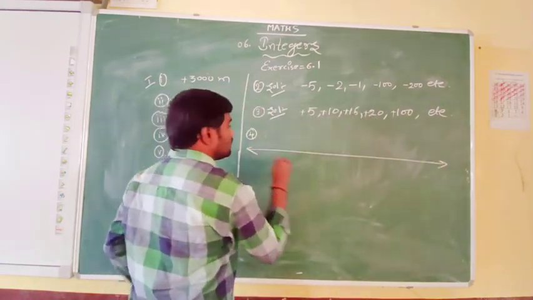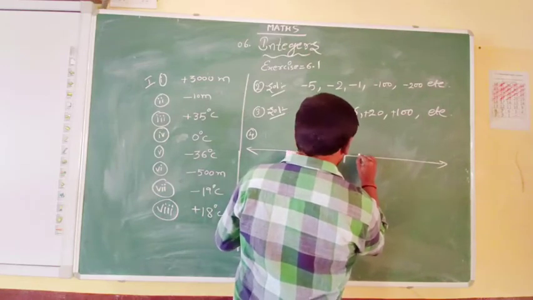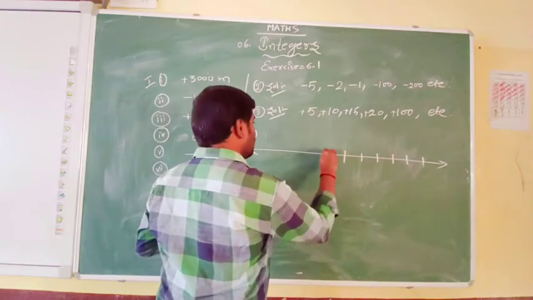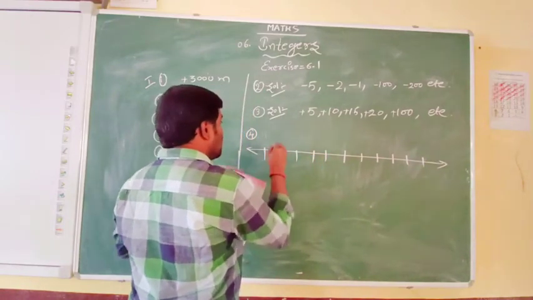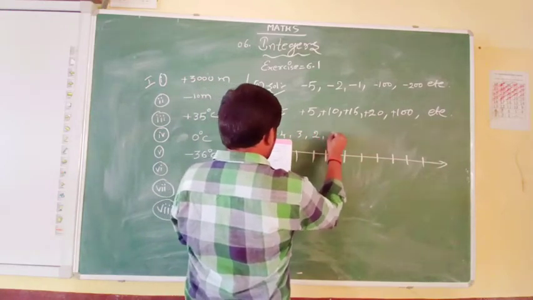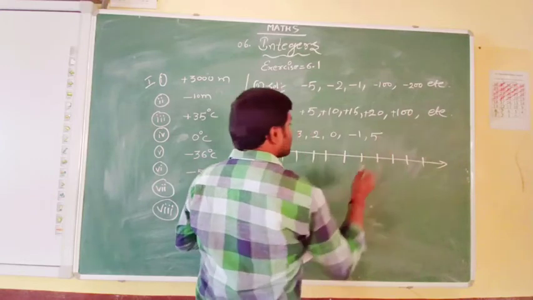And they have given here one line and 1, 2, 3, 4, 5. And these are 1, 2, 3, 4, 5. And we have to represent this: minus 4, comma, 3, comma, 2, comma, 0, comma, minus 1, comma, 5. Okay.